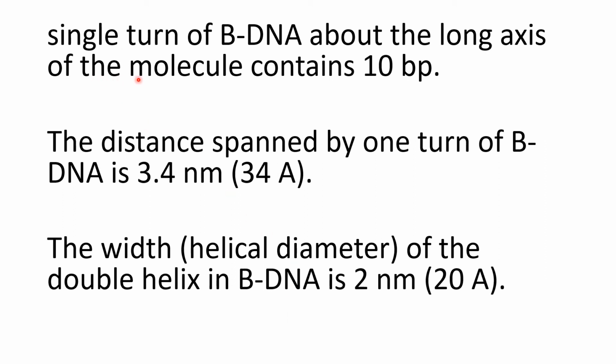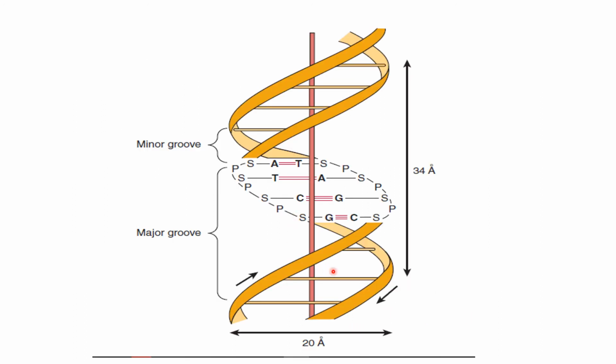There are different forms of DNA, in which B-DNA is the usual Watson and Crick model. Along the long axis of the molecule it contains about 10 base pairs, and the distance spanned by one turn of B-DNA is about 3.4 nanometers, meaning 34 angstrom, and the helical width is about 20 angstrom or 2 nanometers. So 20 angstrom is its width, and 34 angstrom is one turn of the helical structure.